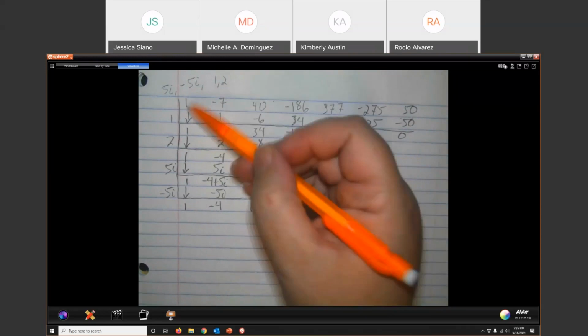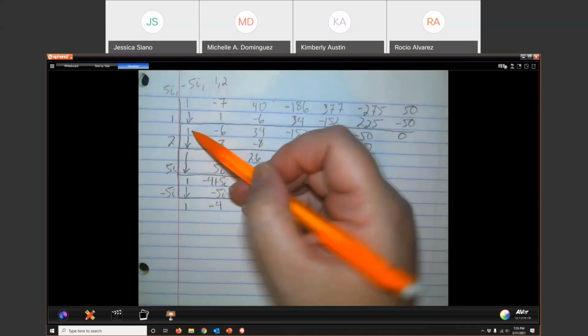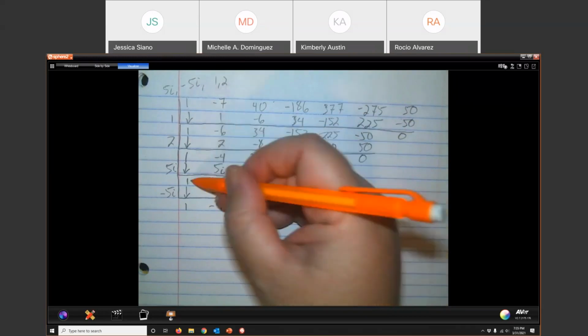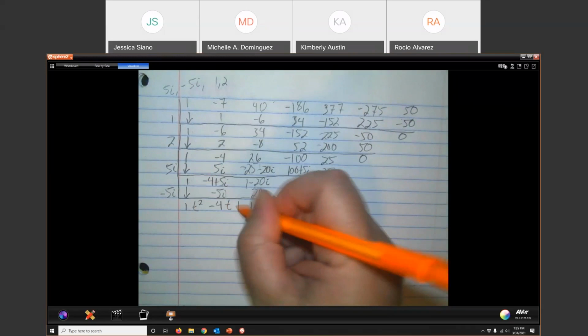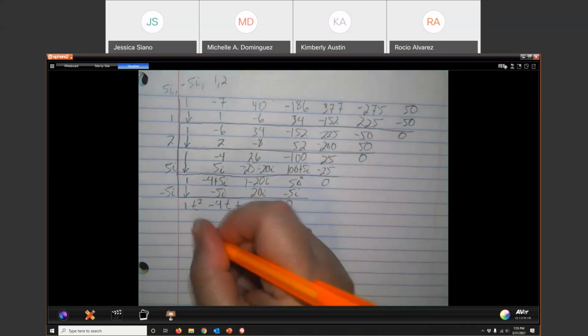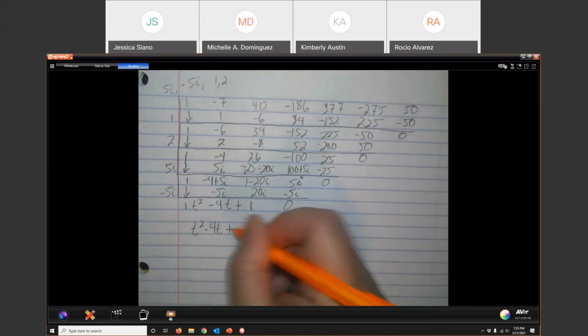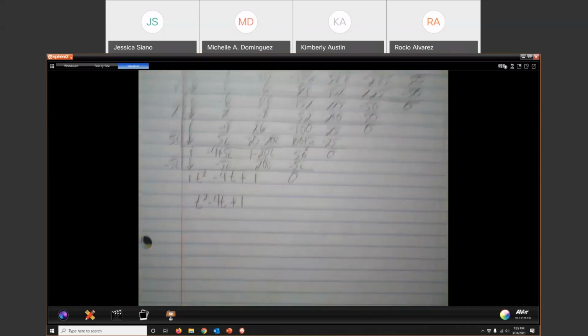So we started here with t to the 6th. Divide 1 out: t to the 5th, t to the 4th, t to the 3rd, t squared. So what I'm left with here is t squared minus 4t plus 1. But they wanted linear factors, and this is quadratic, and it doesn't factor.